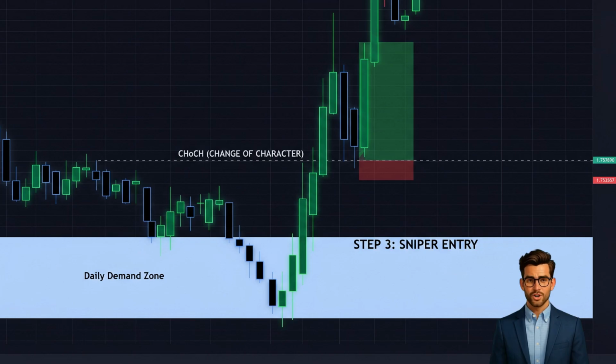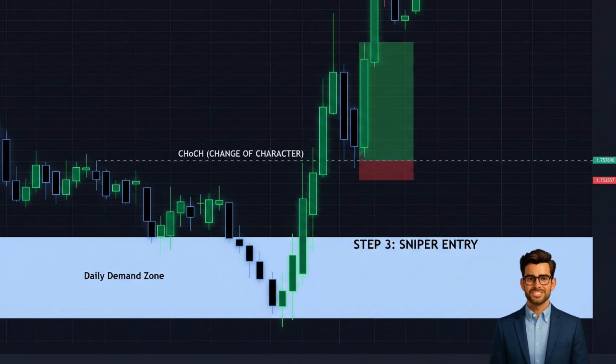The price is currently sitting deep inside our massive daily demand zone. We are looking inside the structure to find the exact microscopic origin point of the massive buying volume. Initially, the 15-minute chart will look highly erratic and bearish as it crashes into the zone. We are waiting for a specific structural pattern called a change of character, commonly known as a CHoCH.